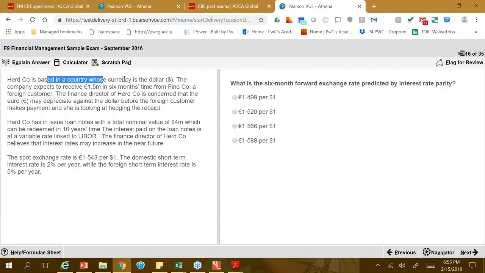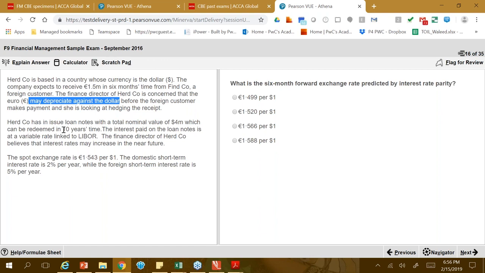Herd is based in a country whose currency is the dollar. The company expects to receive 1.5 million euros in 6 months' time from FindCo, a foreign customer. The finance director of Herd is concerned that the euro may depreciate against the dollar before the foreign customer makes the payment, and she's looking at hedging the receipt. So that is the risk that the euro depreciates, and basically they will receive less.